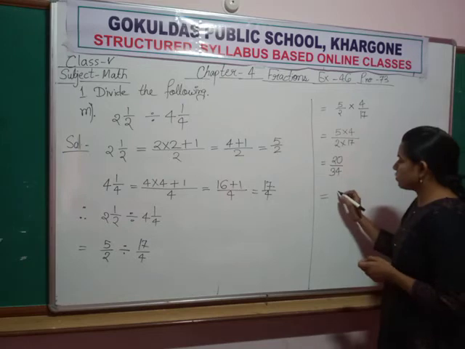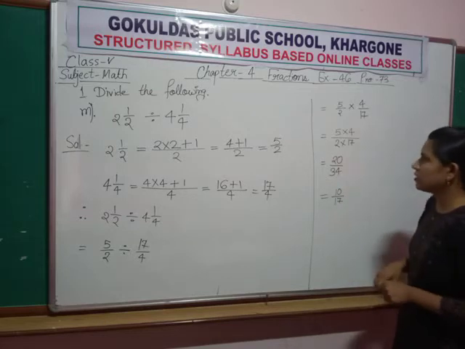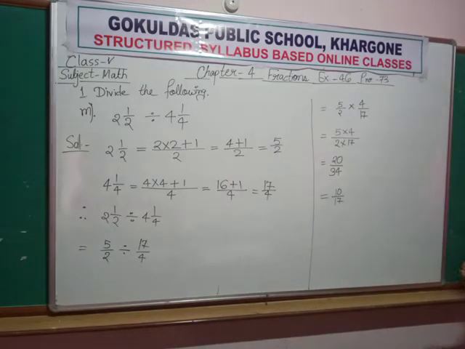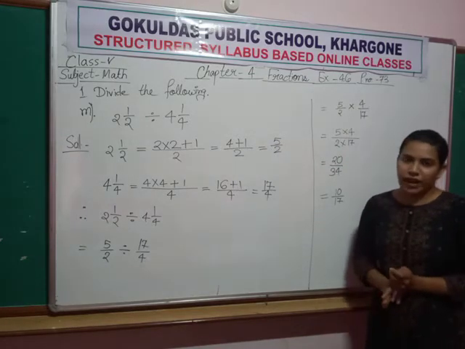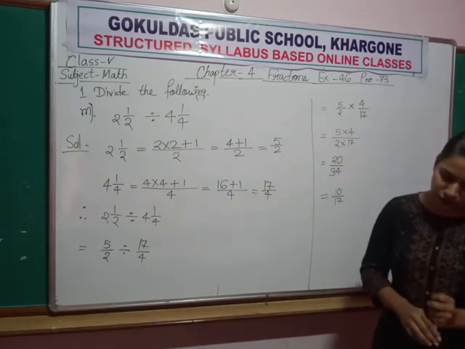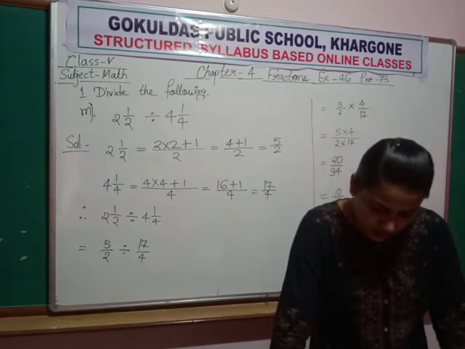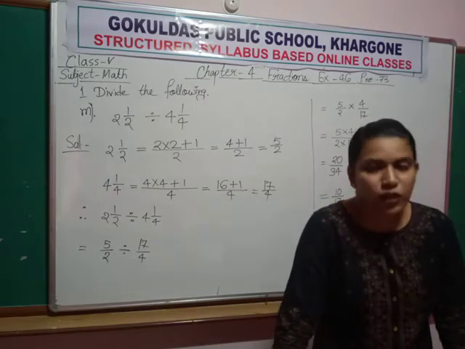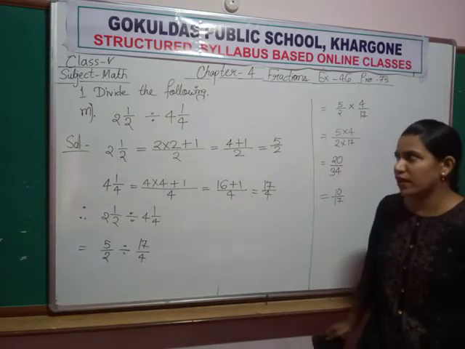So when I reduce this number to its lowest form, my result is 10 upon 70. My result is 10 upon 70. So this is how we divide any fraction by another fraction. Now all the remaining questions will be your homework, okay? Up to y you need to do by yourself.